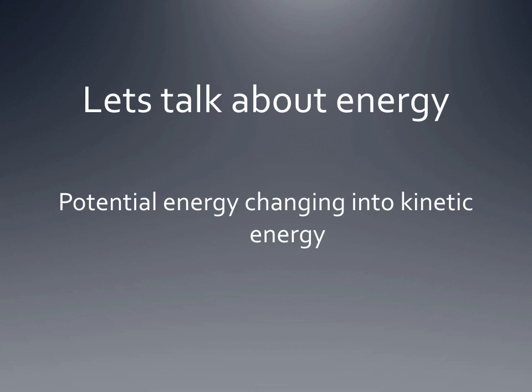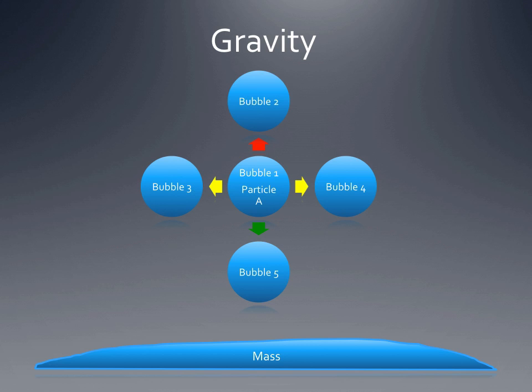Now let's talk a little about energy, and we'll start out with simple energy forms like potential energy or kinetic energy. Again, we'll have a look at this figure, which shows a decrease in interbubble resistance between bubble 1 and bubble 5 and an increase between bubble 1 and bubble 2 due to the large mass at the bottom. That results in a potential difference between bubble 1 and bubble 5, and it drives particle A down towards bubble 5 and towards the surface of the mass.